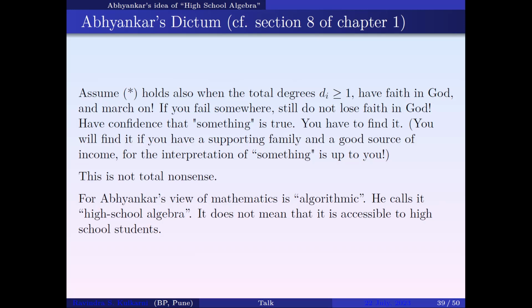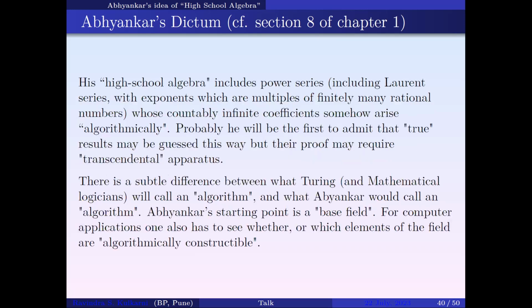So the main point is Abhyankar's view of mathematics is algorithmic. He calls it high school algebra. It does not mean it is accessible to high school students. Not at all. His high school algebra includes power series, Laurent series, even fractional exponents, and so on. But when he says algorithmic, it's not algorithmic in the sense of computer science.